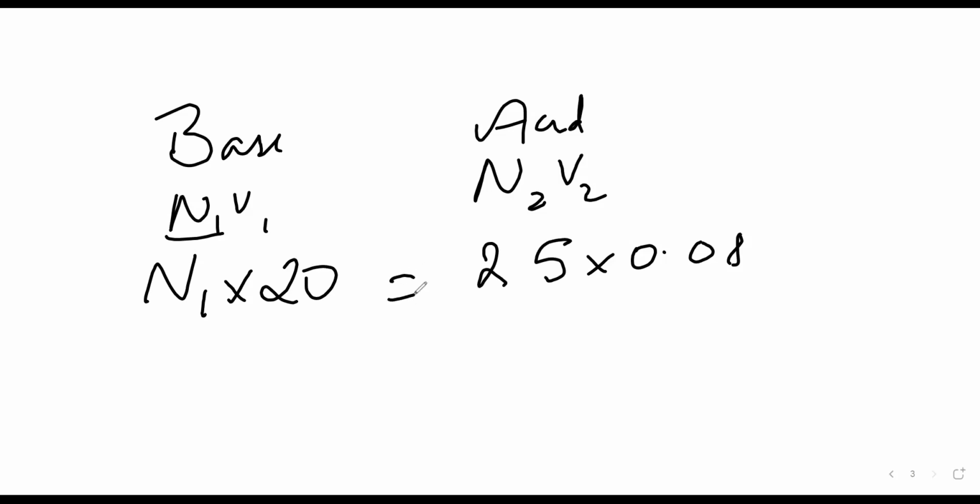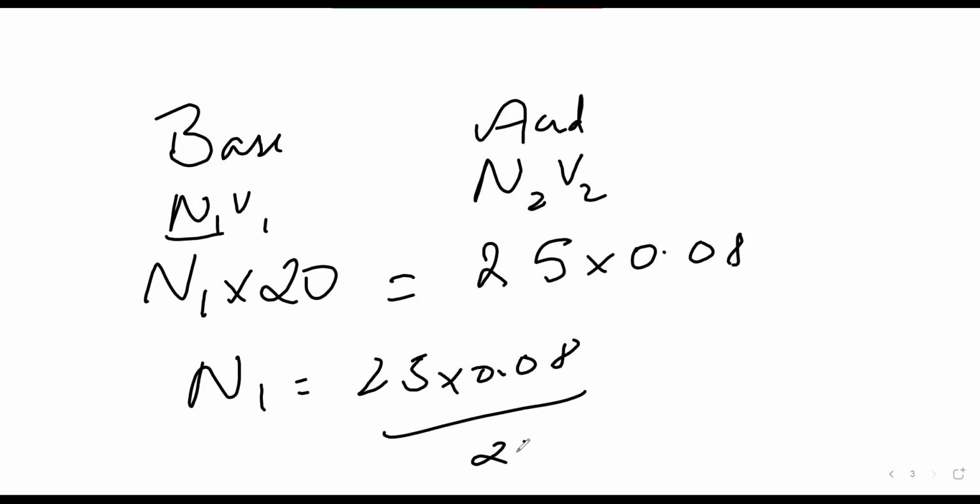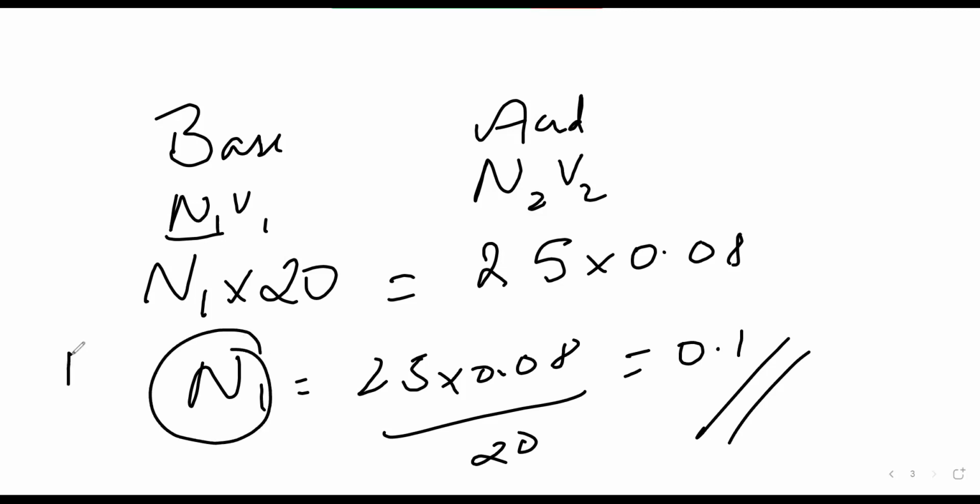This is getting neutralized, which means I have to put it as equal. Once I do this, I can find my N1. So N1 is 25 into 0.08 by 20. Yes, I should be getting 0.1 as the answer. Once I get this, what is my N value? That I already got, that is my N1. This is only my N value.